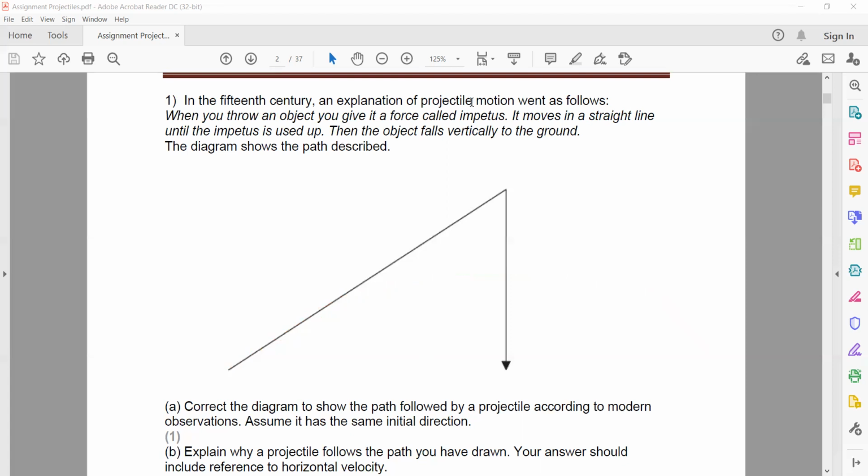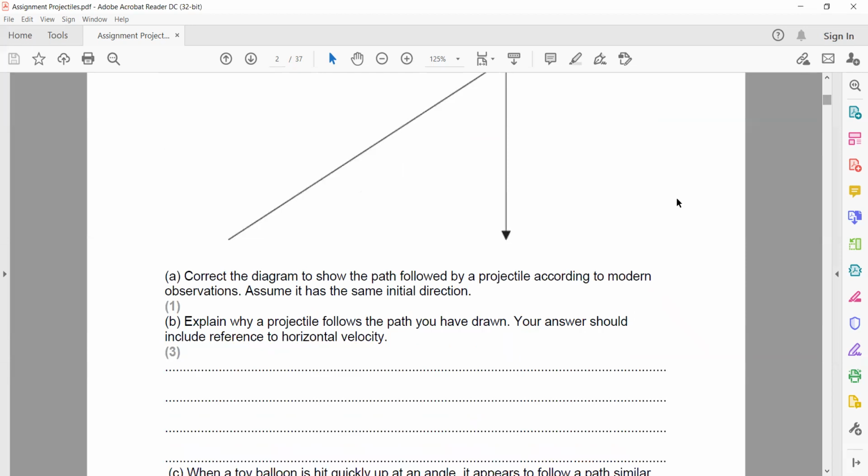Then the next part they're saying, explain why the projectile follows the path you have drawn. So the path which we have drawn shows that this projectile will follow a parabolic path. So why will it follow this parabolic curve or parabolic path? And you should include the reference of horizontal velocity. So why does a projectile follow the path which we show?